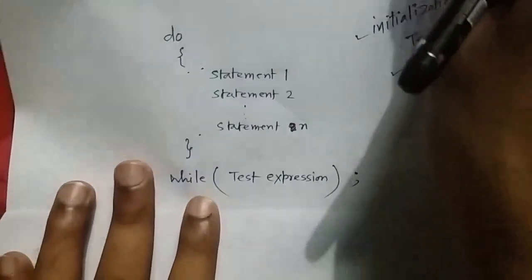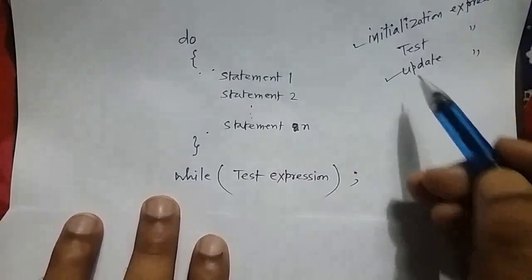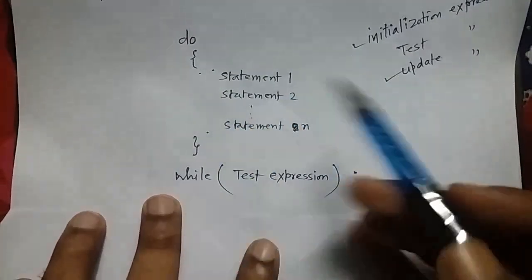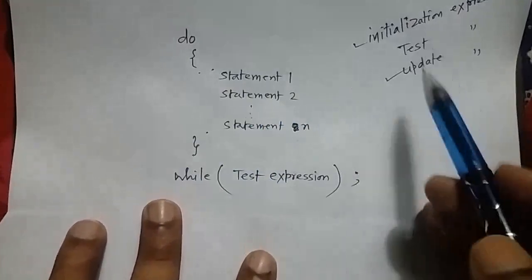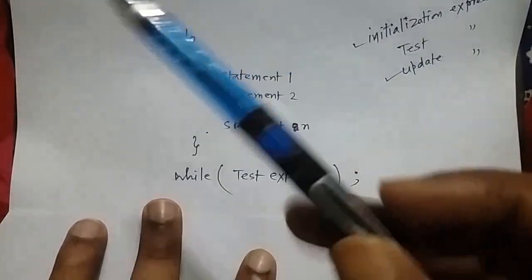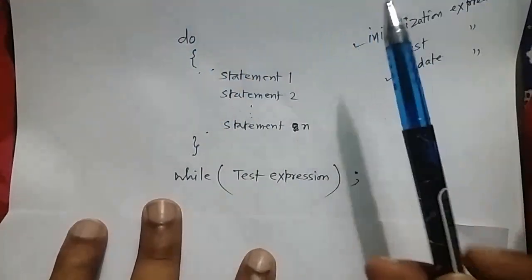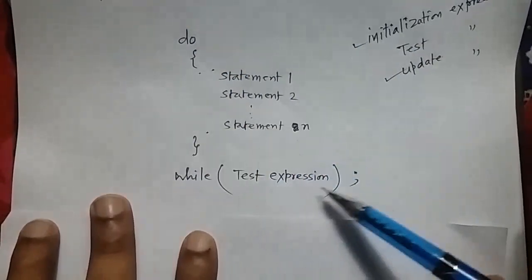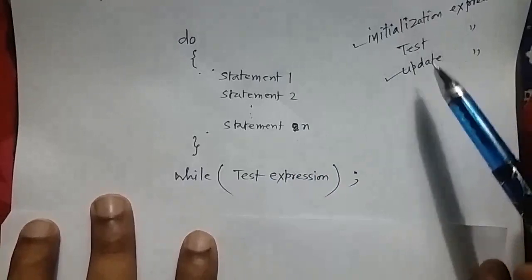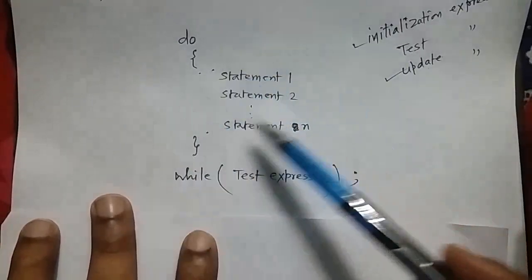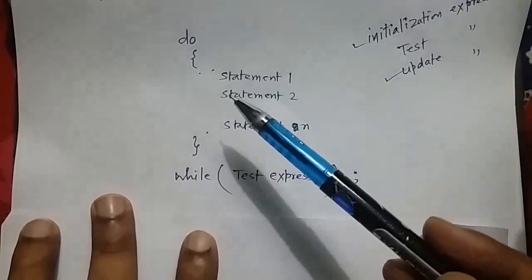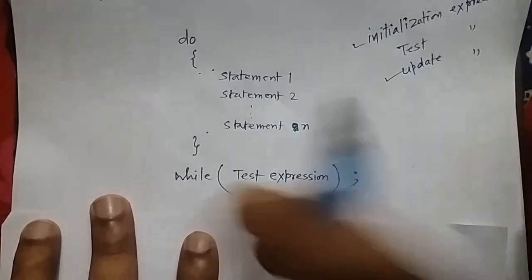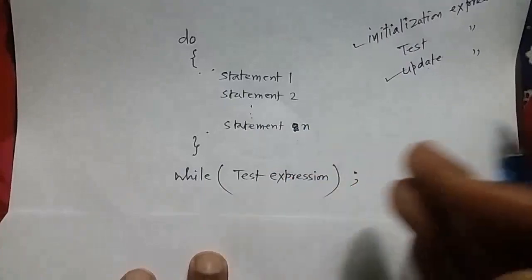But in case of do while loop, this initialization, test expression, update expression, they are actually placed at different positions. You can see initialization expression before the start of the loop, and then test expression is at the end of the loop. You can see that while test expression, and this update expression is used inside the body of the loop. Okay, so this is the difference between do while loop and for loop regarding syntax.